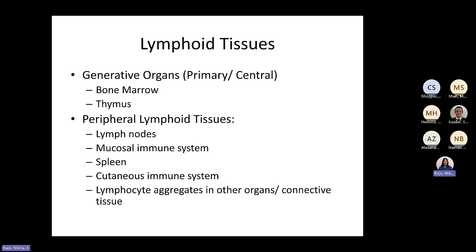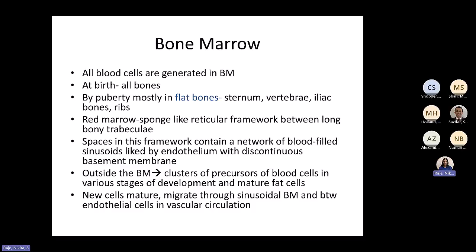All right, that's all I wanted to talk about the cells. We move on to lymphoid tissues. The lymphoid tissues, as we know, are primary or secondary. The primary, generative, or central lymphoid tissues are bone marrow and thymus, and then the peripheral or secondary lymphoid tissues include lymph nodes, mucosal associated lymphoid tissue, MALT, spleen, cutaneous immune system, and then some aggregates in other organs and connective tissue. Let's talk about these organs.